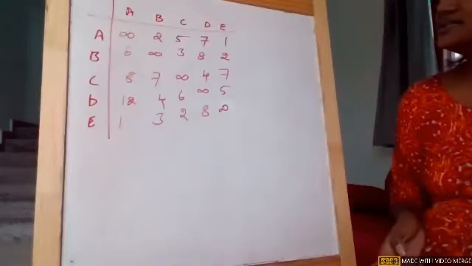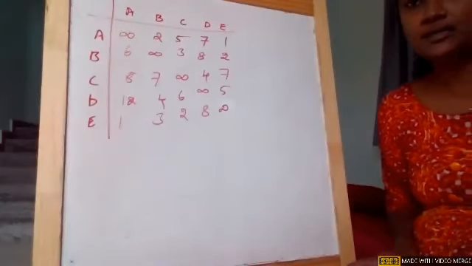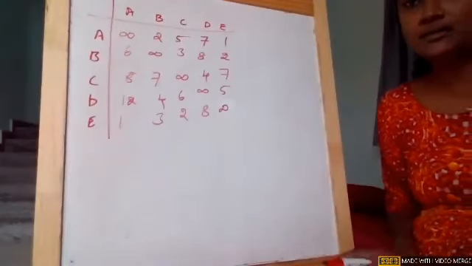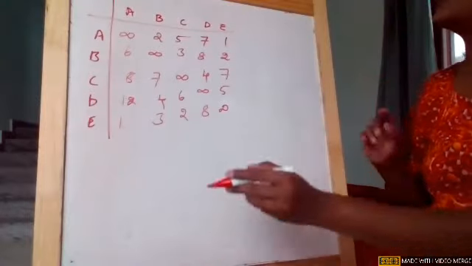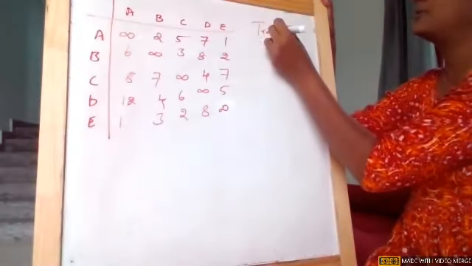Okay, girls. Now we'll just start with the next model. In the third unit we saw two models: transportation problem and assignment problem. Now this is the third type, which is the traveling salesman problem.